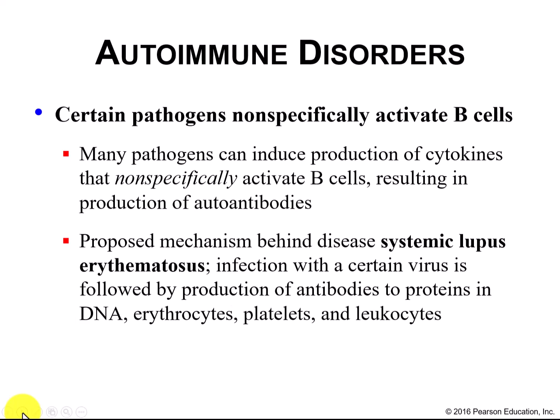Pathogens with production of cytokines non-specifically activate B cells, resulting in autoantibodies. And lupus erythematosus, with certain viral infections, leads to the production of antibodies against DNA, erythrocytes, platelets, leukocytes.